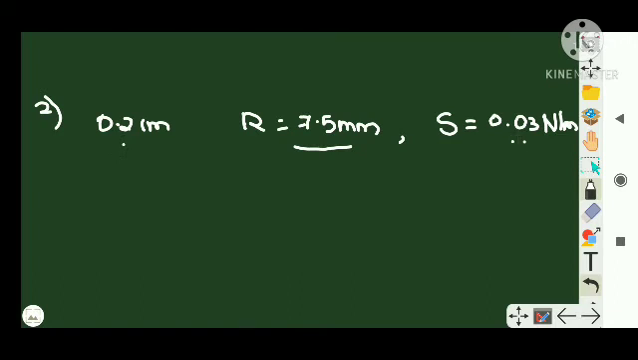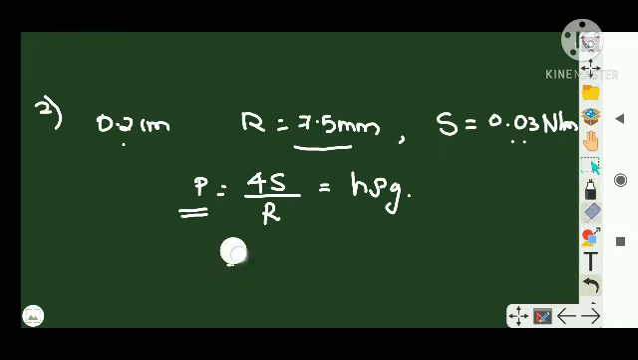Clear? So you know about the soap bubble. What is the expression for excess pressure? P is equal to 4S by r, since it has two free surfaces. Now this excess pressure is maintained by a column. Column pressure means it is h rho g. So from this I can find rho, which is what you are asked. Rho is equal to 4S by r into h g.